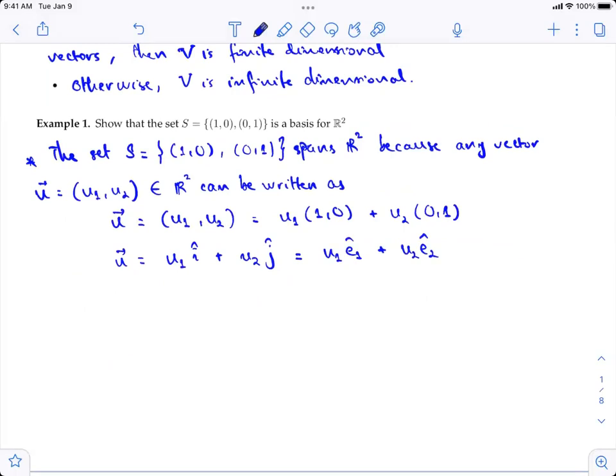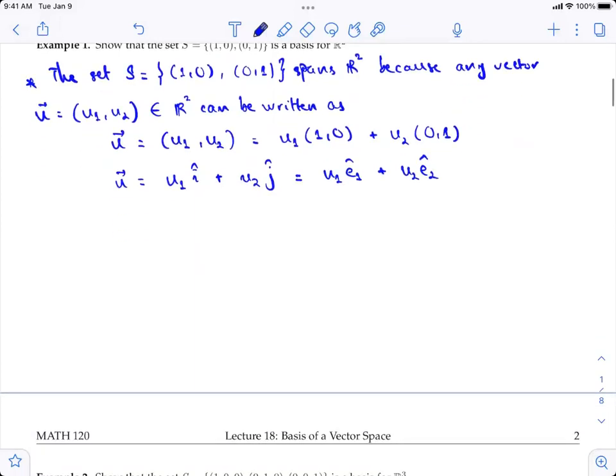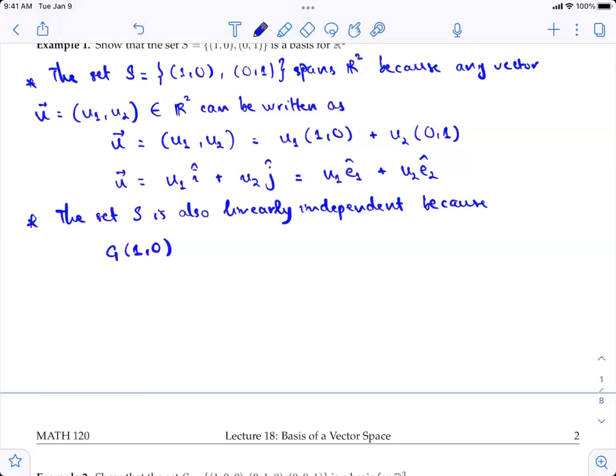Okay, so we just showed the first thing. Now we move on to show that S is linearly independent. The set S is also linearly independent because we have that C1 times (1, 0) plus C2 times (0, 1) equals the zero vector. We want to show that the linear combination equals the zero vector only when C1 equals 0 and C2 equals 0.